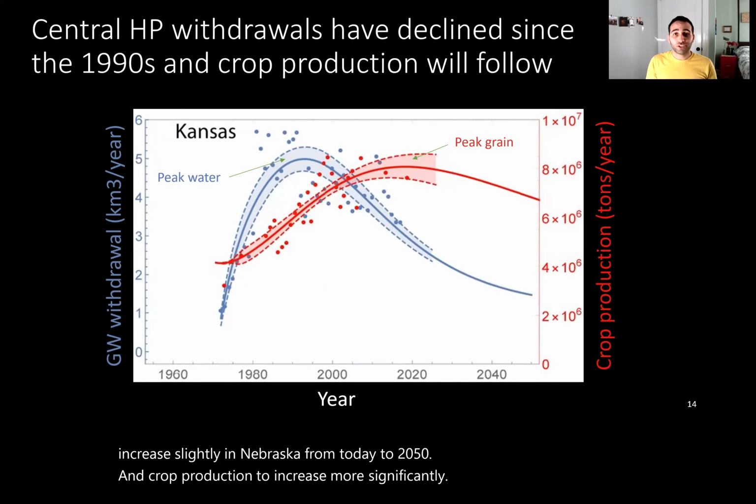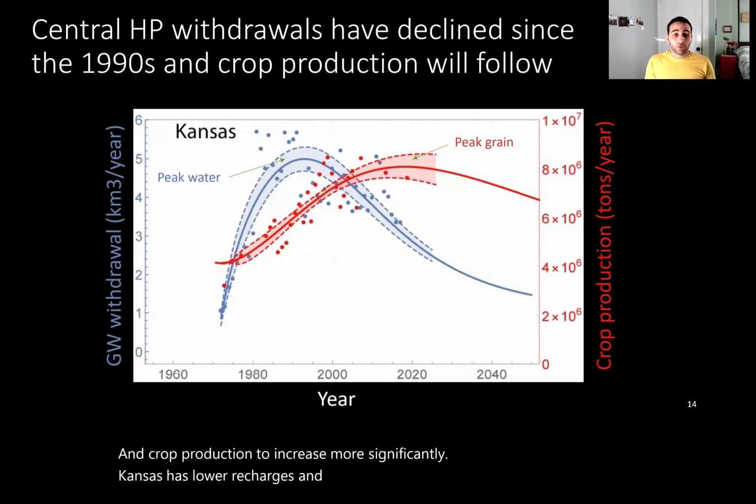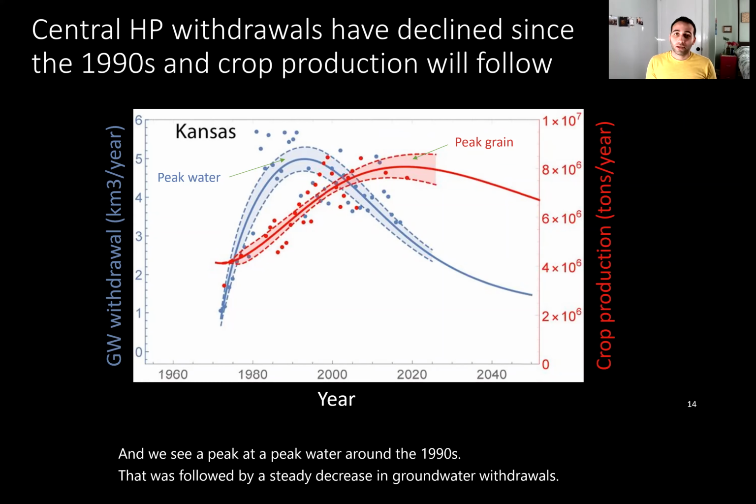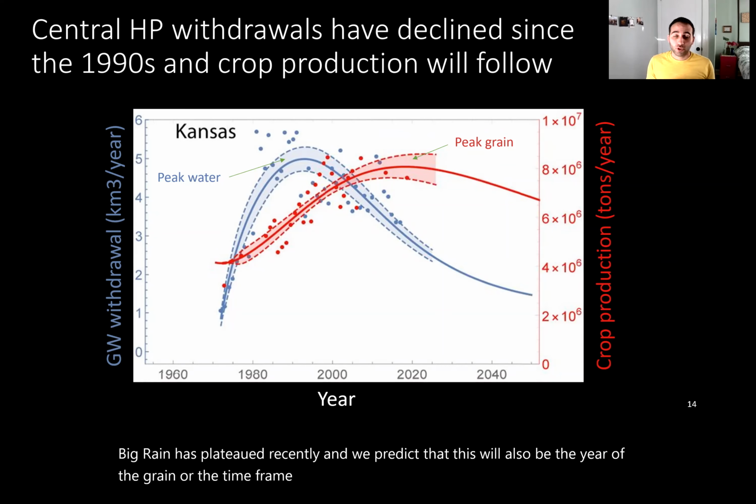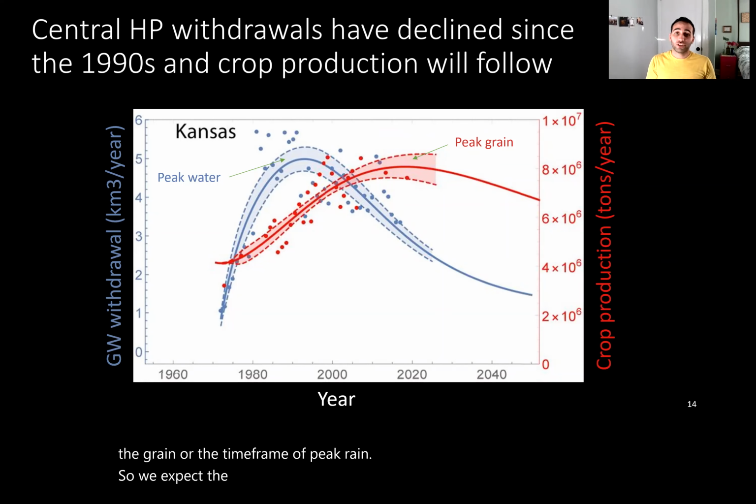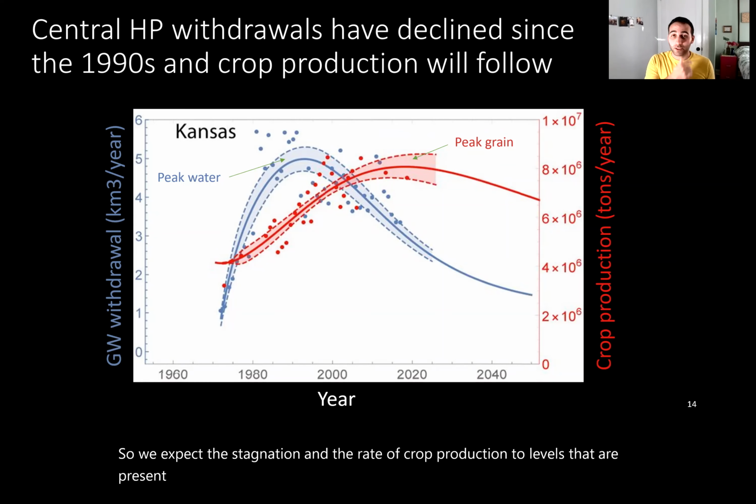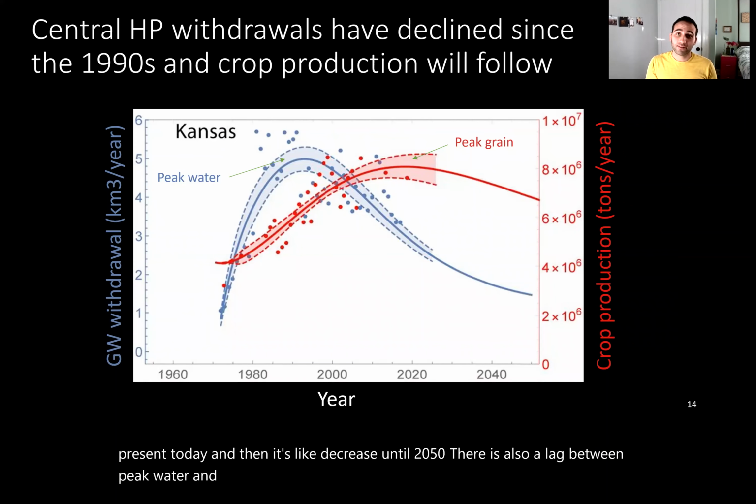Kansas has lower recharge rates than Nebraska. And we see a peak water around the 1990s that was followed by a steady decrease in groundwater withdrawals. Peak grain has plateaued recently, and we predict that this will also be the time frame of peak grain. So we expect a stagnation in the rate of crop production to levels that are present today, and then a slight decrease until 2050. There's also a lag between peak water and peak grain of about 2 decades in Kansas.